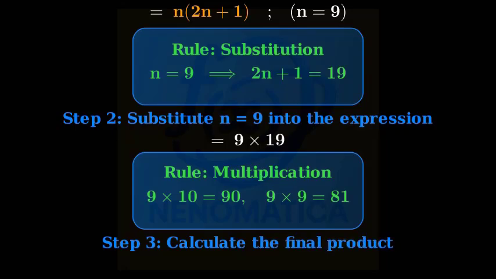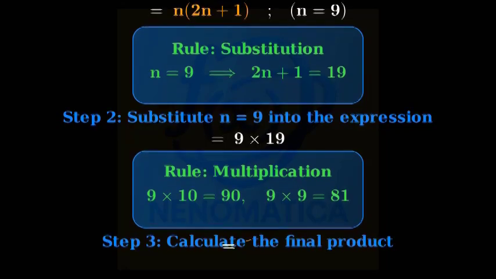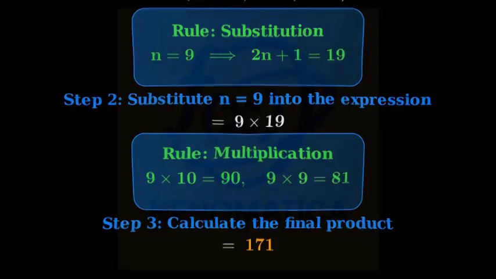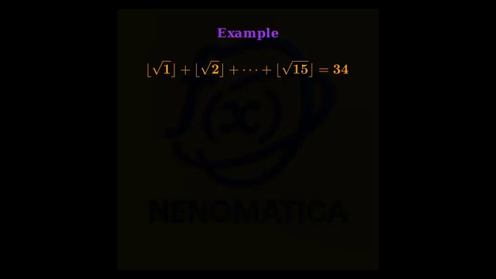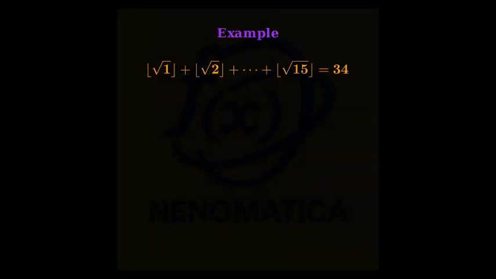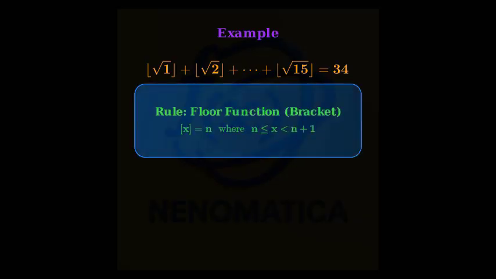Calculate the final product. We multiply 9 and 19 to find 171. We will process the floor of square root sum exactly as shown in the instructions, following the same steps and grouping. First, we show the worked example step by step with rule boxes and clear explanations. Rule box: floor function bracket definition. Now step 1. Calculate all terms where the floor equals 1.